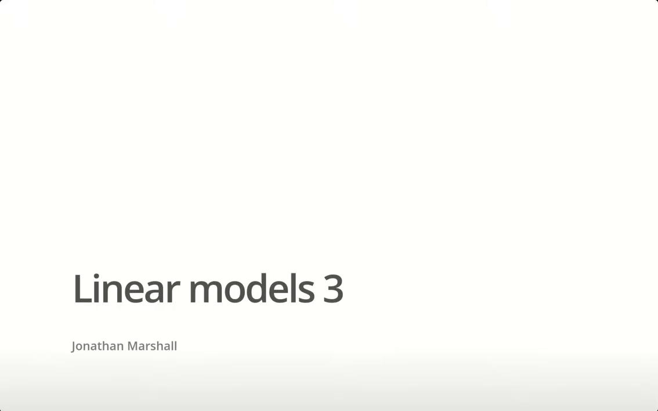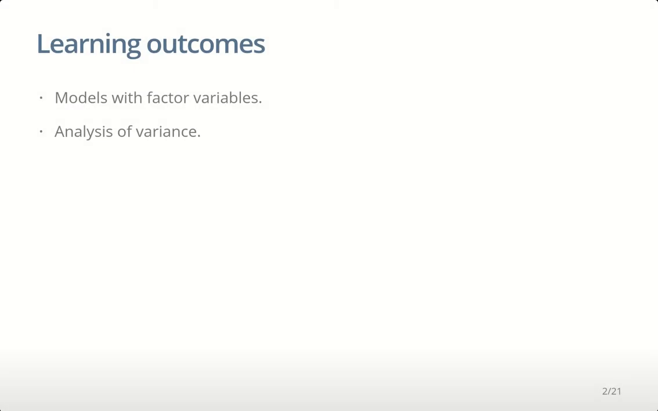So this is our last lecture and we're going to be finishing up the linear model essentially by looking at the anova function, which is a way to test whether factor variables are important when we have a linear model.